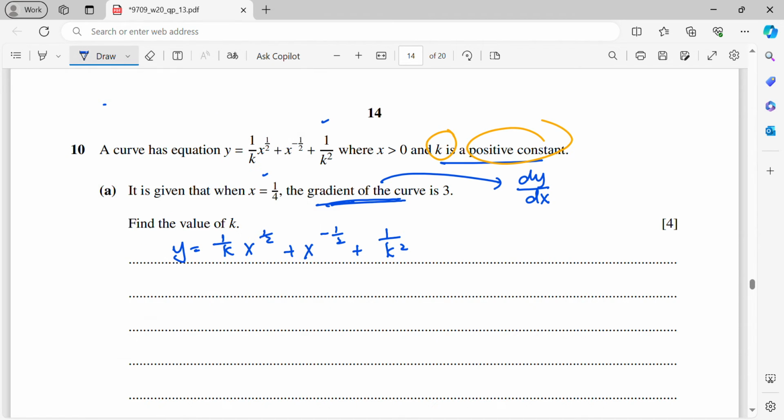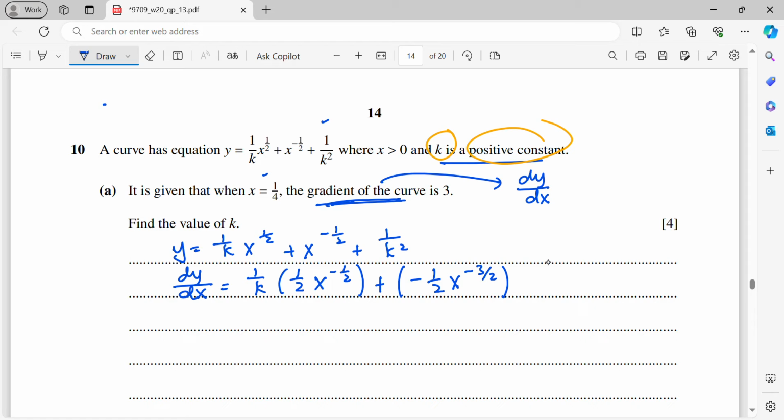Now differentiate the y with respect to x. Keep the 1 over k, because 1 over k times x to the power half, constant times the function, keep the constant. When you differentiate x to the power half, bring down the half, remain the x, and the power instead of half now becomes half minus 1, which is negative half. Then plus x to the power negative half, it will be negative half x. Now the power of minus half, you minus another 1, becomes negative 3 over 2. Last term is a constant, so when you differentiate a constant, that is 0.